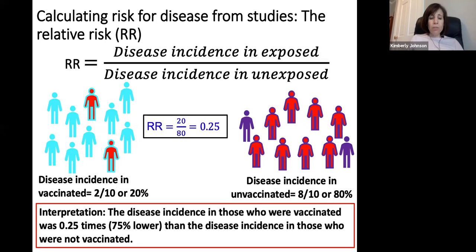So how do we interpret that? The disease incidence in those who were vaccinated was 0.25 times the disease incidence in those who were not vaccinated, or it was 75% lower. And this provides us some evidence that vaccination prevented infectious disease in this group.